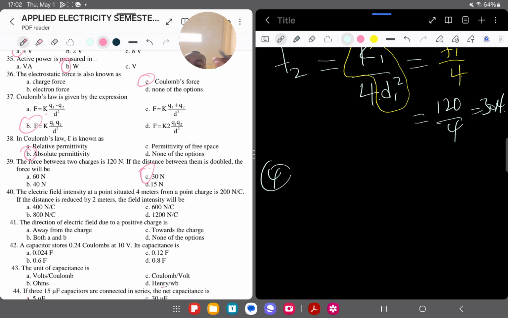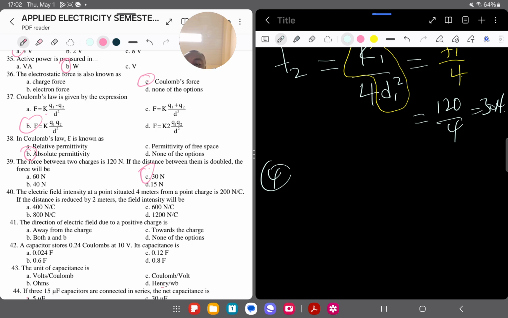So the electric field intensity at a point situated 4 meters from a point charge is 200 newtons per coulomb. If the distance is reduced by 2 meters, the field intensity will be. So you have to find the field intensity. This question is similar to question 39, right?